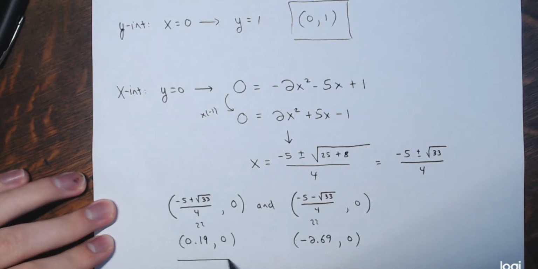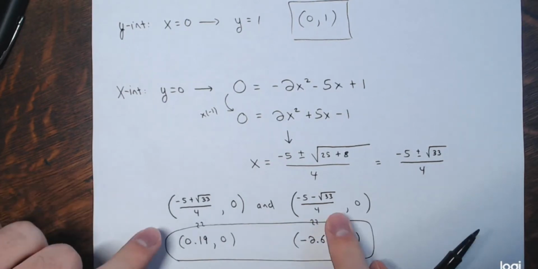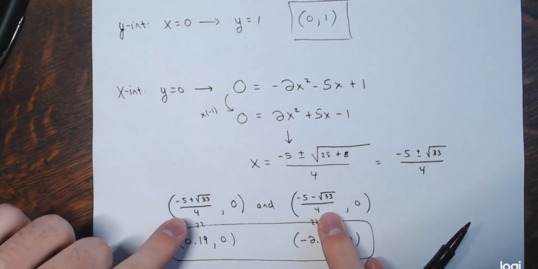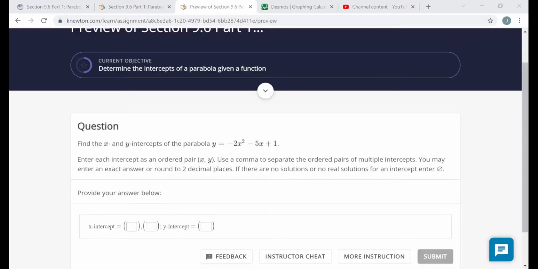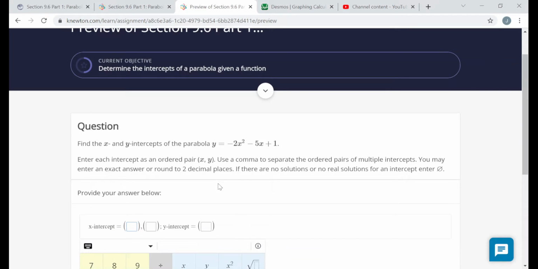All right, so here's what I'm going to enter for those. Again, you can enter the exact values without calculator work, or punch it in a calculator and round to 2 decimal places. They said either are acceptable. So for the x-intercepts, one of those was 0.19, comma 0. Don't forget the comma. And the other x-intercept at approximately negative 2.69, comma 0. And then the y-intercept at 0, comma 1. Right? 0 for x, 1 for y.